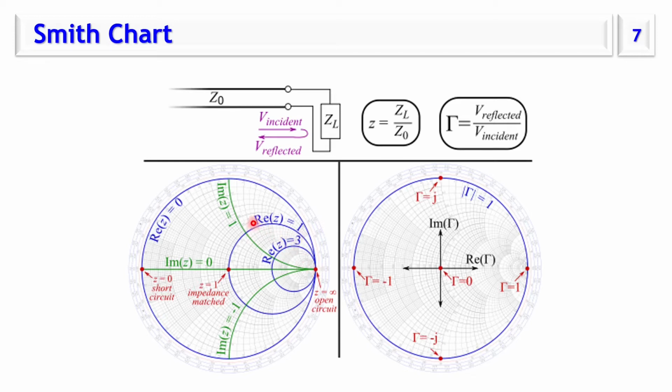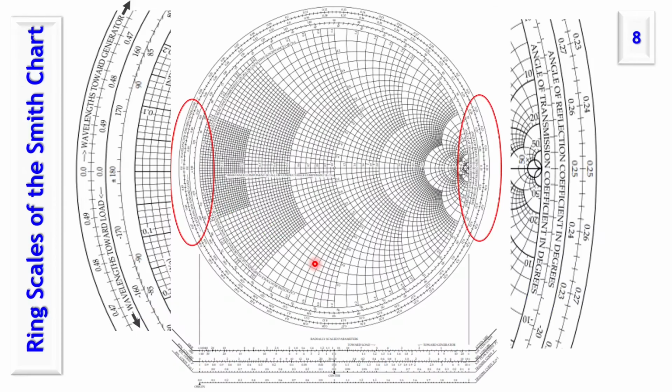So if the real part equals 1, we said that the radius will equal half, and the center is somewhere here on the horizontal axis. So this is the circle of real part equal 1. This is the circle of real part equal 3. This is the circle of real part equal 0. So on and so forth. And this is what is shown on the Smith chart.